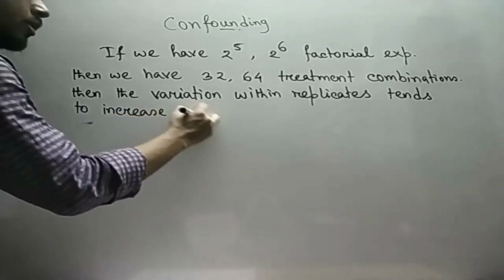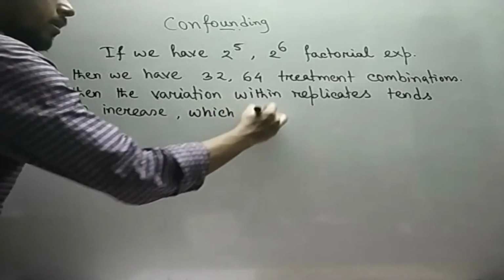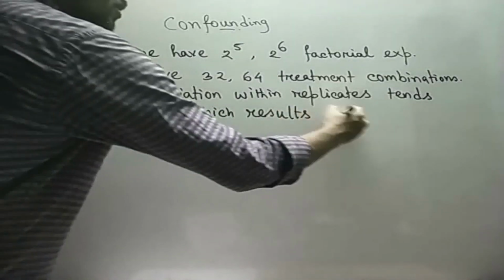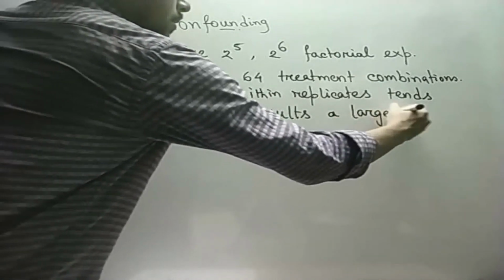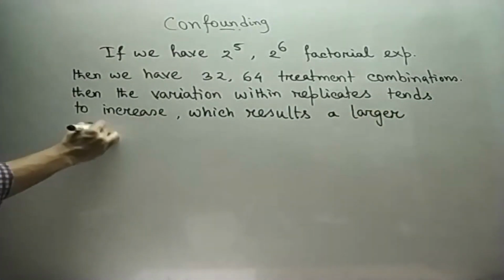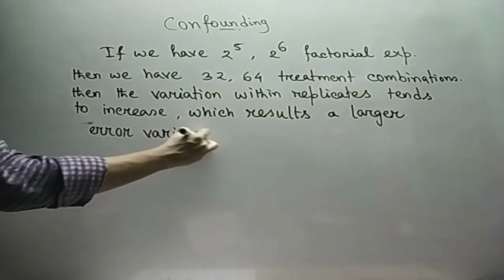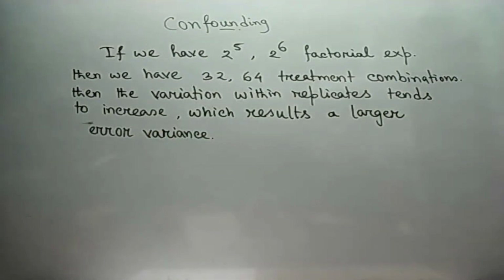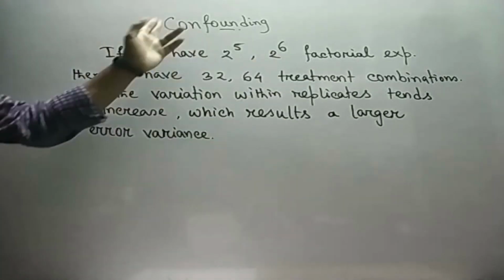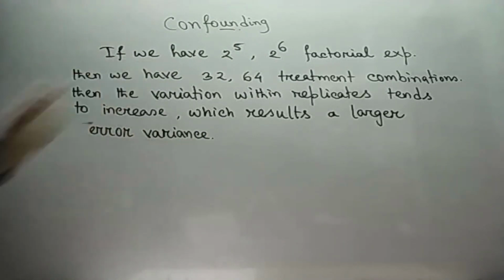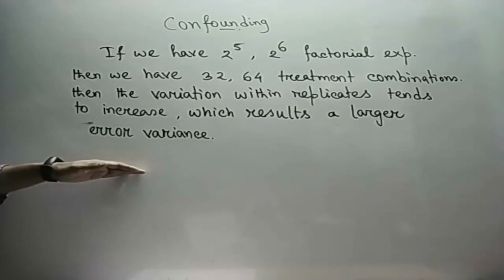Now which results in a larger error variance. Okay, that means if we have a 2 to the power 5 or 2 to the power 6 factorial experiment, but if we don't use the concept of confounding, then the error variance will get larger. So that's a simple concept. So here comes the concept of confounding.